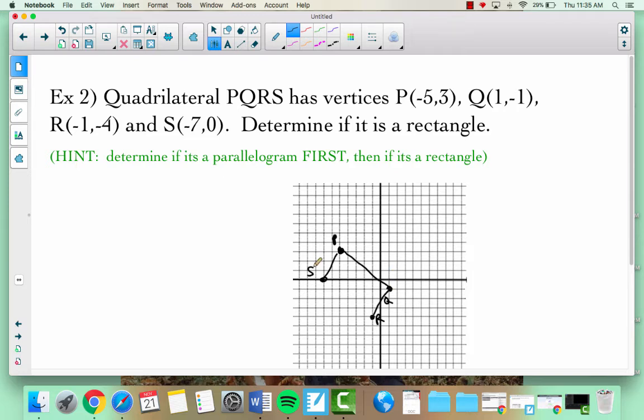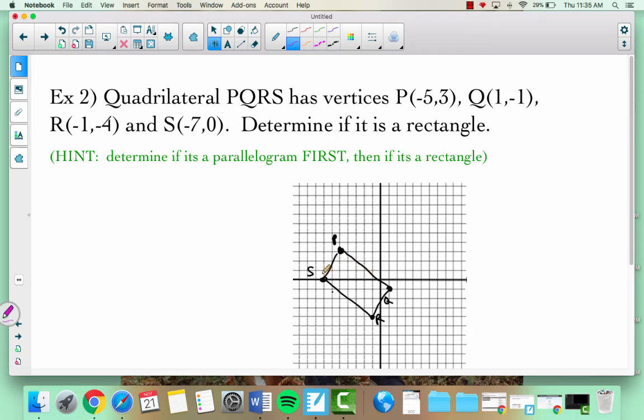And it wants to know if the shape is a rectangle. So there's a couple different things you can look at. If it says to use the distance formula, then you need to calculate the side lengths as well as the diagonals, okay? Because in a rectangle, we know that the diagonals have to be congruent. But the other thing is you have to make sure it's a parallelogram first. If it's not a parallelogram, then it definitely can't be a rectangle. And the easiest approach is to look at the slopes.